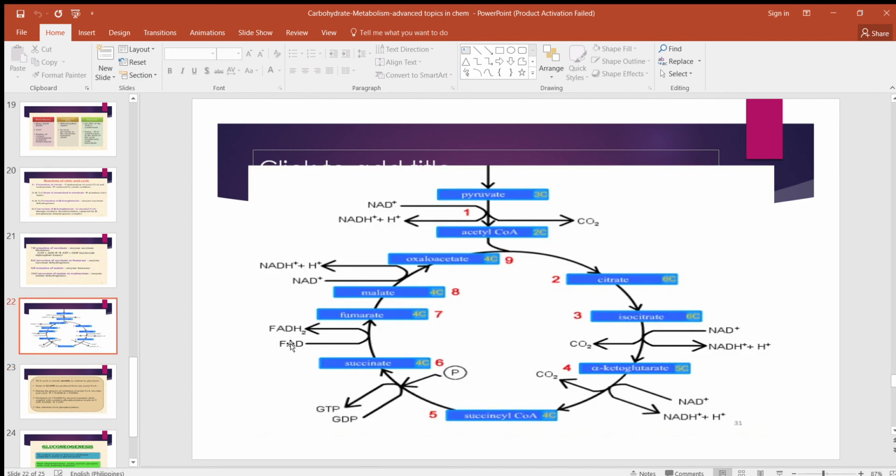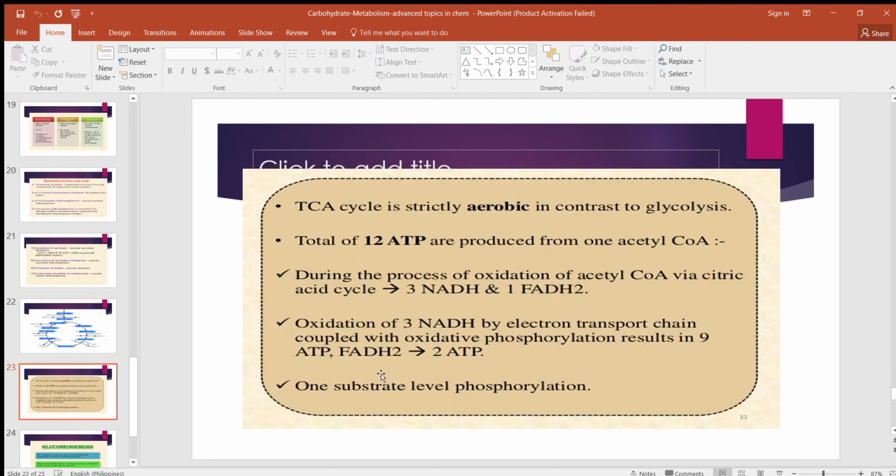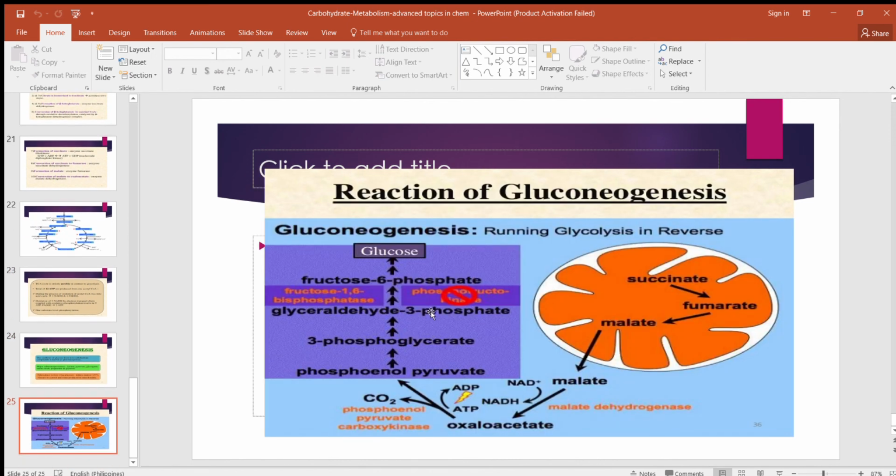1, 2, 3. 1, 2, 3. At saka itong FADH2 production. So, this FADH2 and NADH2 is very important in your electron transport chain to produce more energy, to produce more ATP or the adenosine triphosphate. Okay. Oxidation of 3 NADH by electron transport chain coupled with oxidative phosphorylation results in 9 ATP, FADH2, 2 ATP. 1 substrate level phosphorylation.